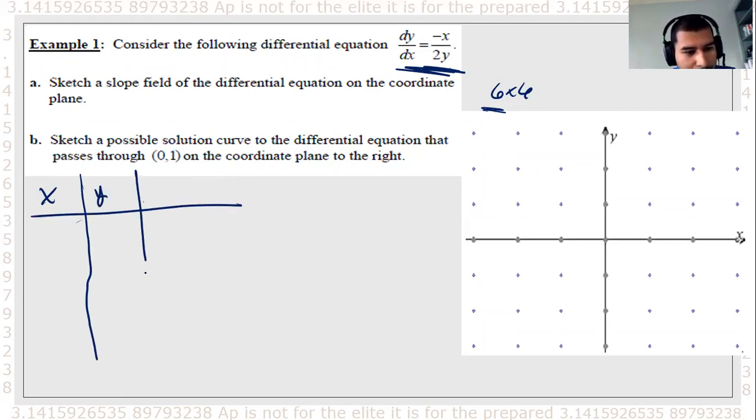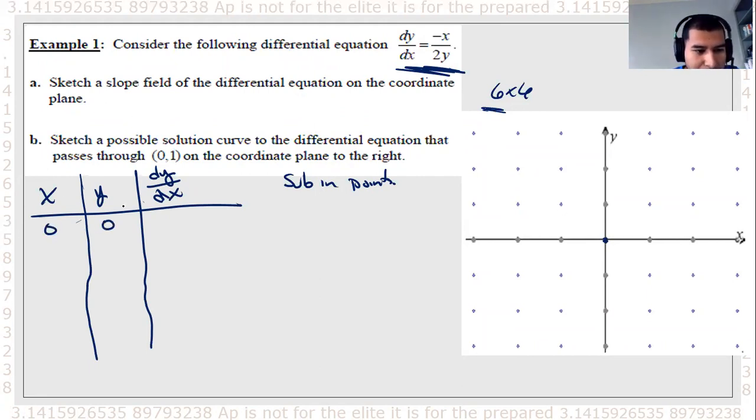And the last part, the last column is a dy/dx. And all you have to do is sub in points. Okay, so let's go ahead and begin. Let's pick what is going to happen at the origin. I always like to know what's happening there, so the origin is at 0, 0, right?